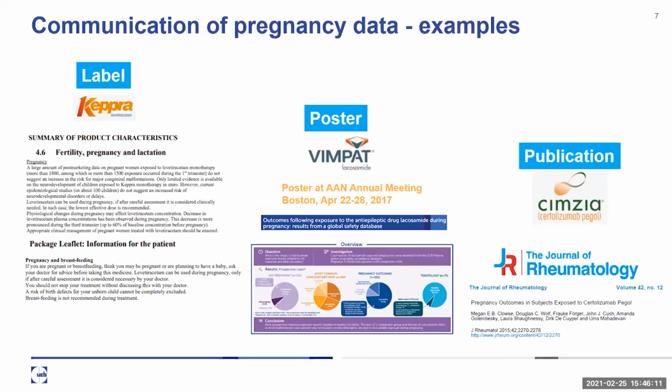Here you have just some examples of what I just mentioned. The information related to the use of Keppra, for example. This is the specific section in the label of Keppra. You have an example of a poster with the VIMPAT data, shared during a congress, and then the publication of all the CIMZIA data in a journal. So this is a bit how we are communicating our data at UCB.